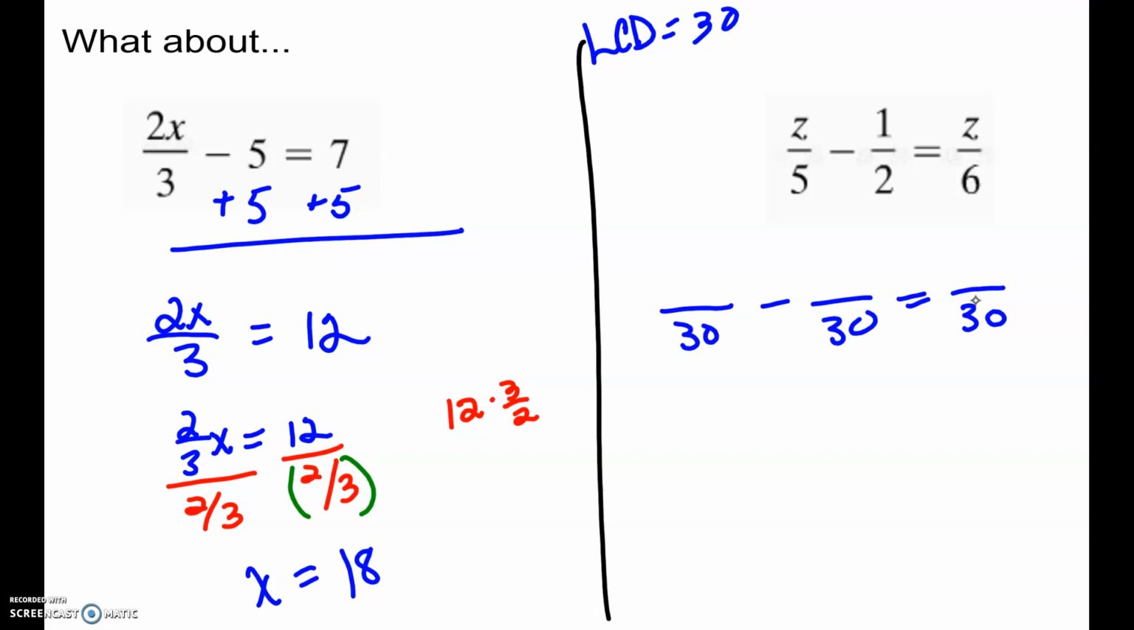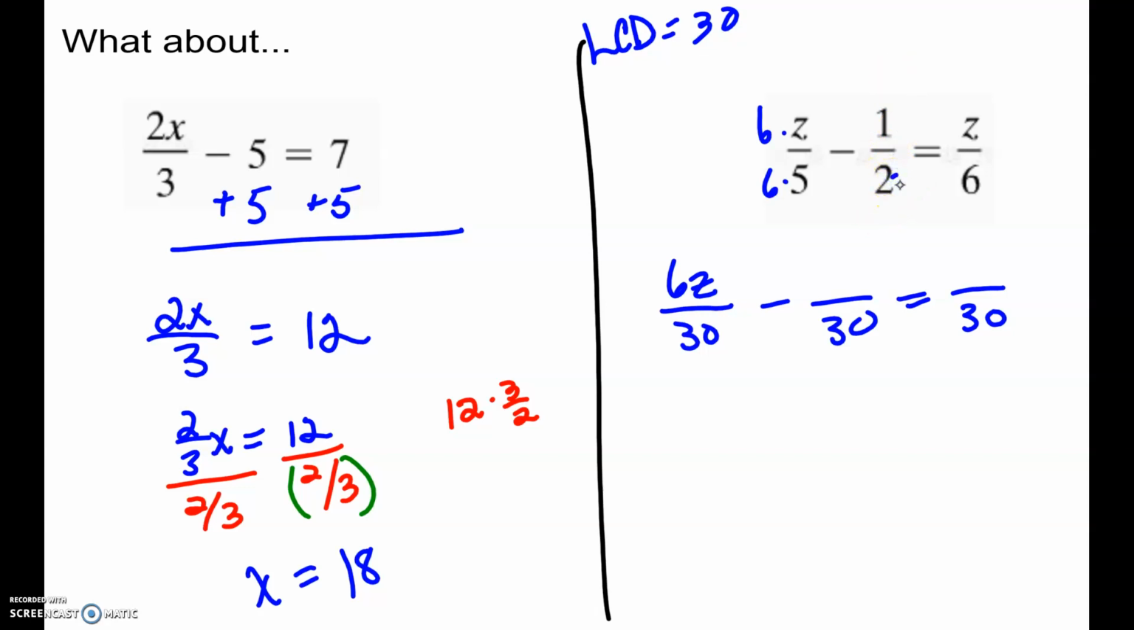My first term is z over 5. In order for that 5 to become a 30, I'd have to multiply it by 6. In order to keep my fraction equivalent, I also need to multiply the top by 6. So we end up with 6z over 30 is equivalent to z over 5. Doing the same thing for each of the others, I look at the second fraction here, it's a 1/2.